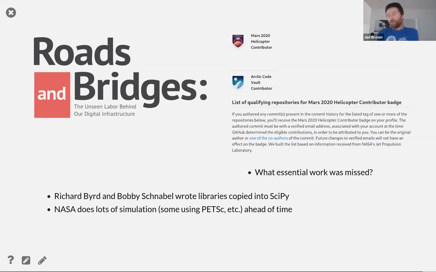So the other factor: there was a lot of simulation that happened before they sent up that helicopter. And a lot of that simulation was using a whole other set of libraries that also didn't make this list, because they weren't actually on the helicopter that was flying, but they were certainly necessary for that mission to succeed.